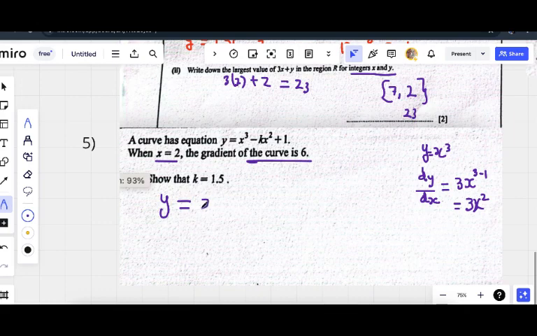y equals x cubed minus kx squared plus 1. This is the function. They've given you this function, or this polynomial. Now the next thing to do is to differentiate this.